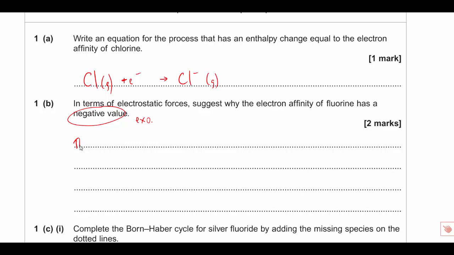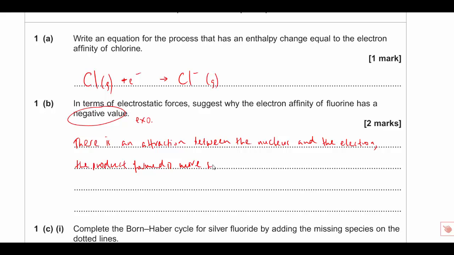Okay, so there is an attraction between the nucleus and the electron. The reason it's negative is ultimately that the product formed is more stable. Therefore, energy is released.